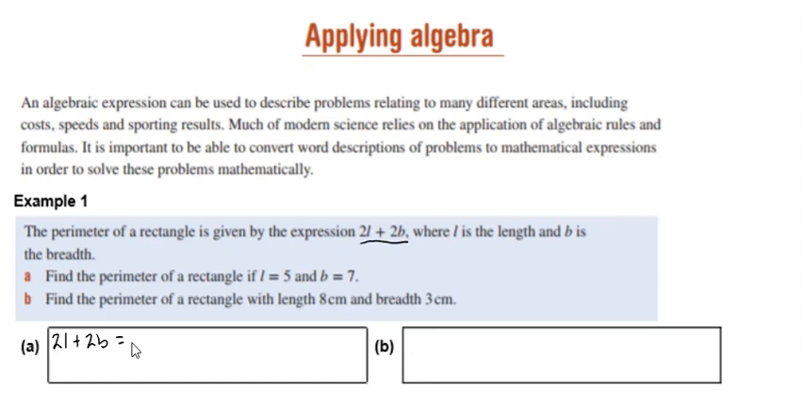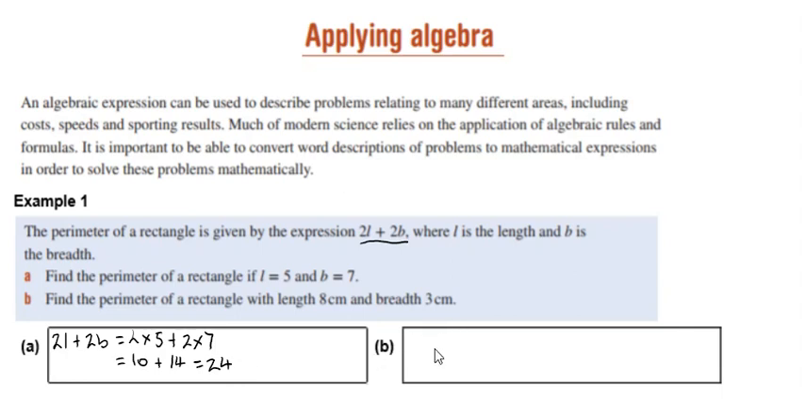2L means 2 times L, so we're going to say 2 times whatever L is, and in this case it's 5, plus 2 times whatever B is, in this case it's 7. So 2 5s are 10, 2 7s are 14, so our answer is 24.